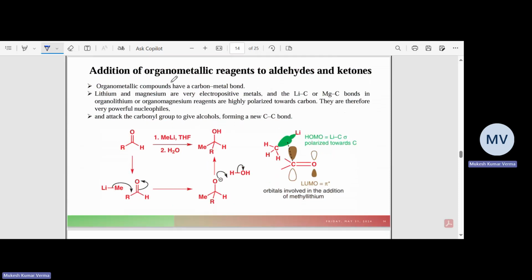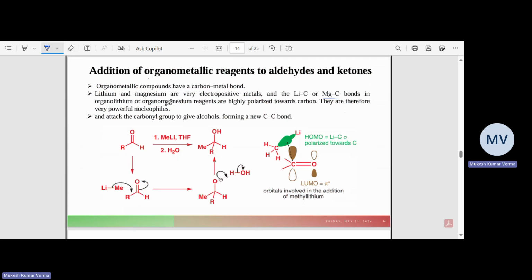Third example is the addition of the organometallic reagents to aldehydes and ketones. Organometallic compounds are those compounds which contain carbon and metal directly. For example, methyl lithium, alkyl lithiums. For example, in a Grignard reagent, a magnesium-carbon bond is present. The organometallic compounds, for example, methyl lithium.